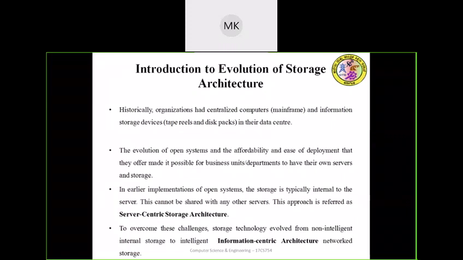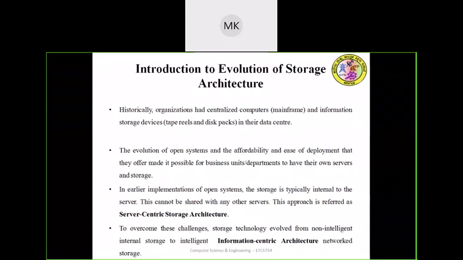Introduction to the evolution of storage architecture. Historically, organizations had centralized computer mainframes and information storage devices, tape reels and disks, in their data centers. The evolution of open systems, and the affordability and ease of deployment that they offer, made it possible for business units or departments to have their own servers and storage.